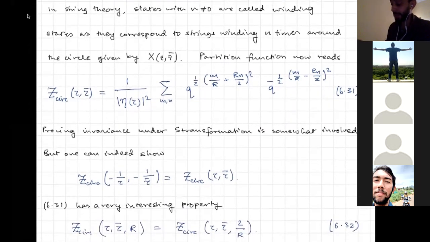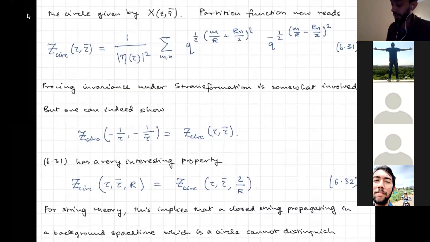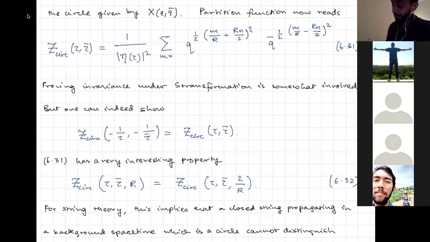So yes, and at the end of the day, what I also wanted to say is that there is this very interesting property that if you are looking at a circle of radius r, and if you're looking at a circle of radius 2 over r, these two give you the same partition function. This is something which is called T-duality. Okay, so that was it for bosons on a circle.